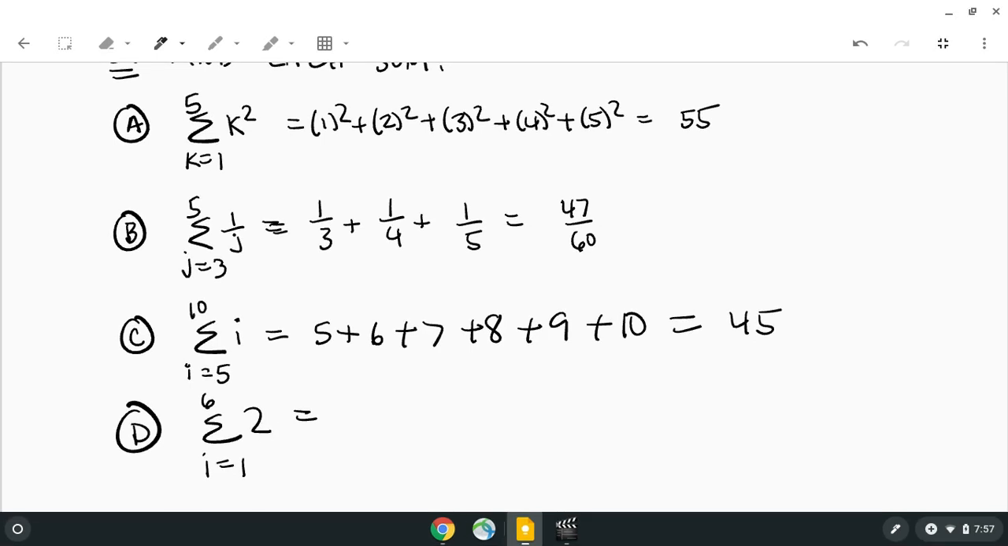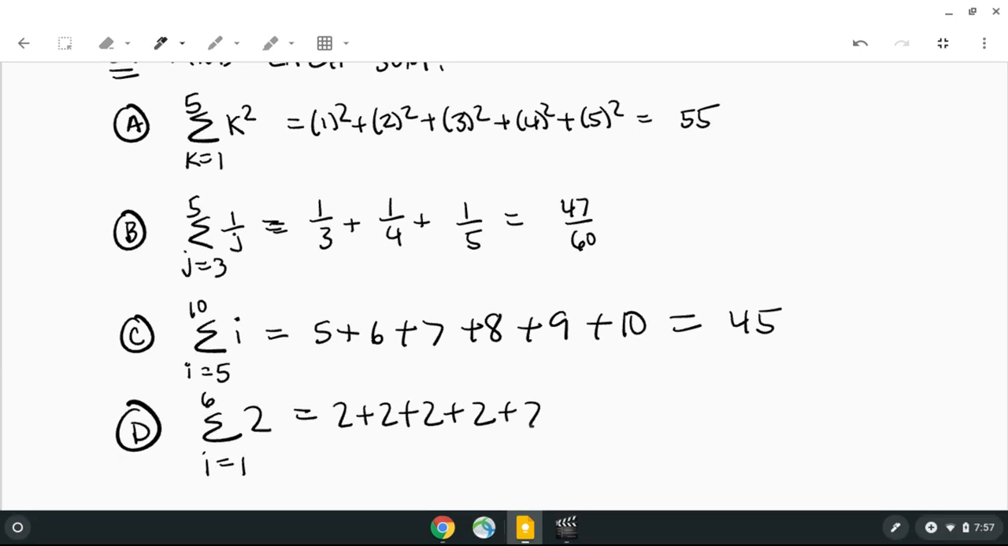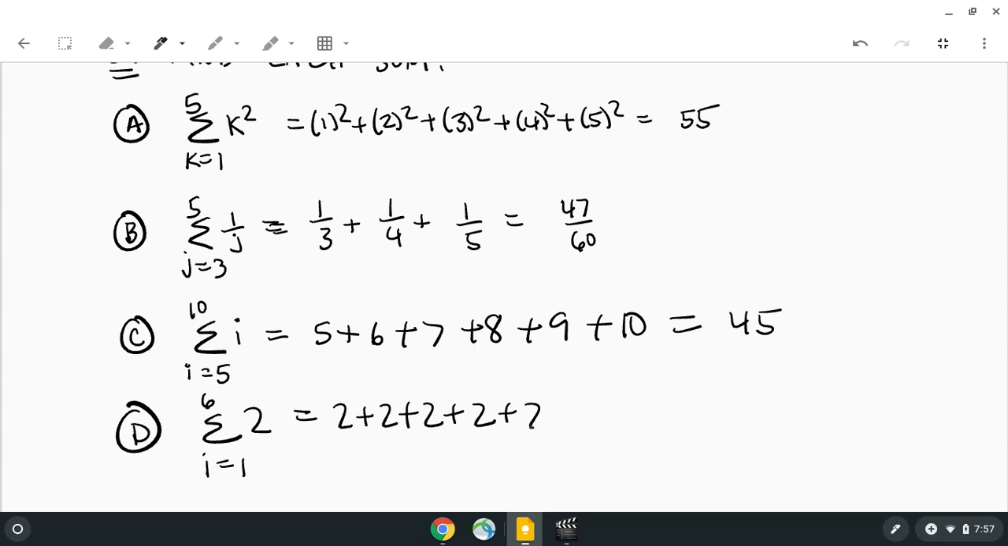Which means that your first term is 2, your second term is 2, your third term is 2, your fourth term is 2, your fifth term is 2, your sixth term is 2. This means that every single term is 2. And that one's easy to add up. It's 12.